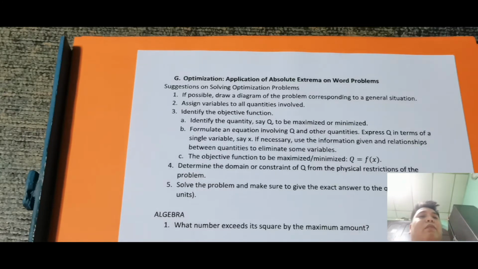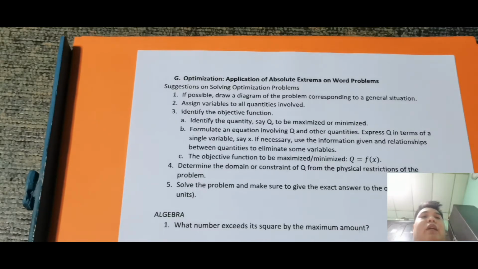So sabi number 1, so if possible, draw a diagram of the problem corresponding to a general situation. So usually ito ay sa trigo, trigo sa geometry. So, for example, figure yung binigay, i-drawing mo para mas ma-analyze mo. So, i-diagram mo para ma-analyze mo yung situation. Hindi yung laging, okay, lagyan ko to formula, ganun siya. So, hindi dapat ganoon. So, yan yung possible draw. So, hindi naman sa lahat ng bagay pwede kayo mag-draw.